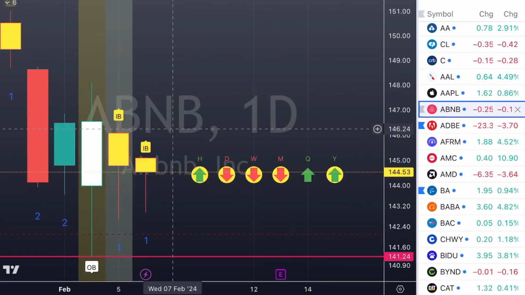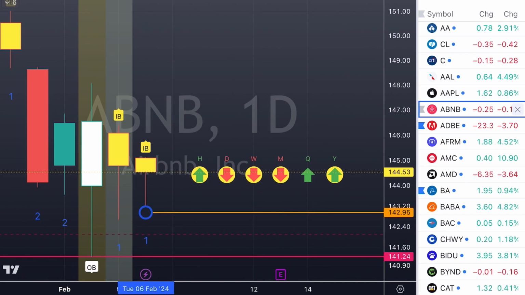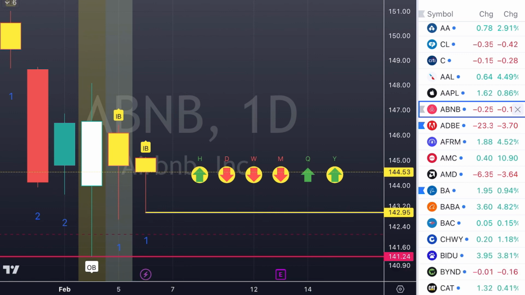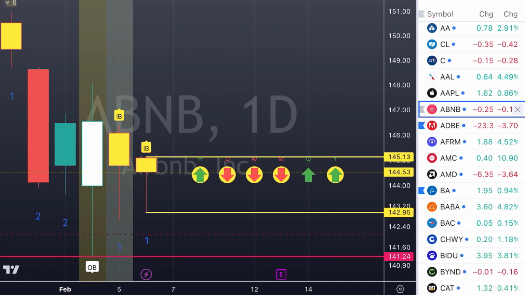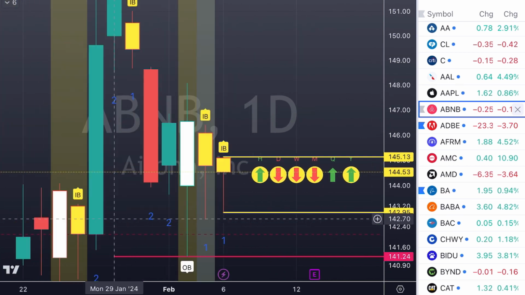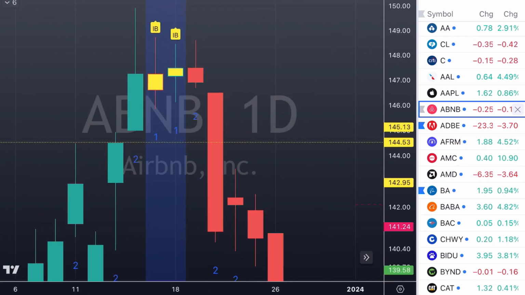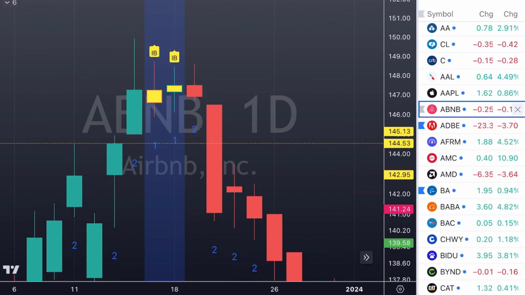We go to Airbnb. Here we go. Our first one, Airbnb, the double inside bars. I'm going to change these to yellow because my daily charts are always yellow. And then our targets, as normal, guys, just go to the top of the preceding wicks or the low of the preceding wicks. Airbnb, not something I normally play just because the premiums are a little bit higher and the spread's a little bit more than normal.